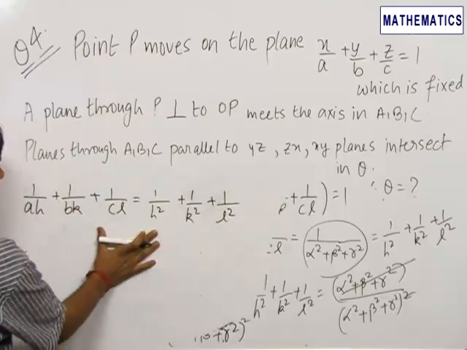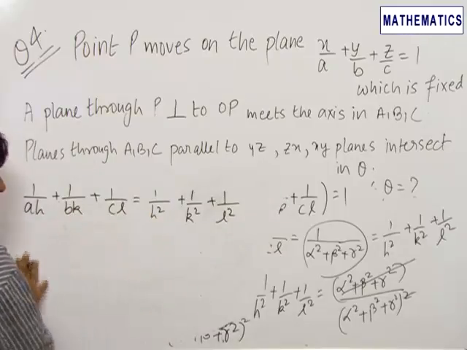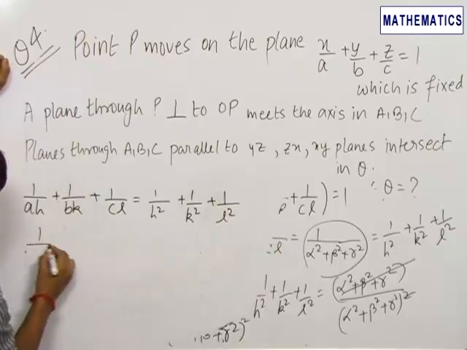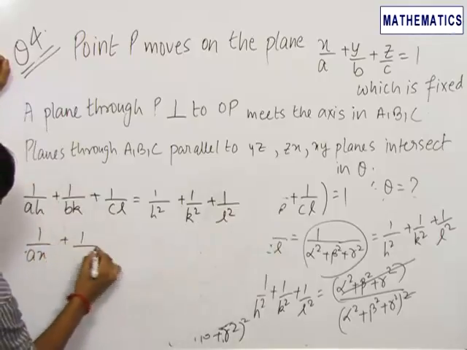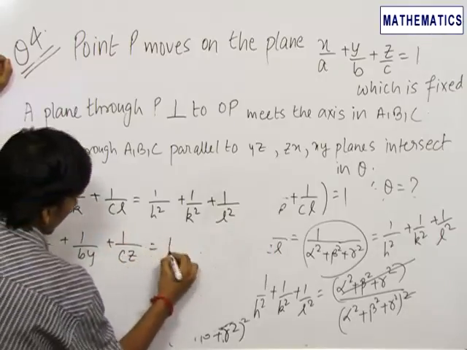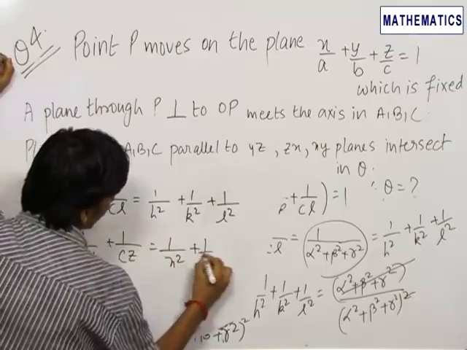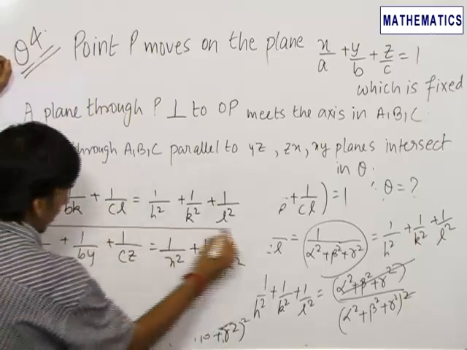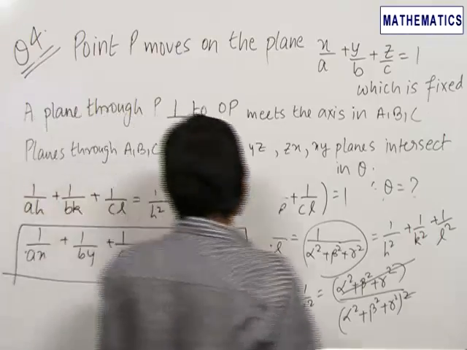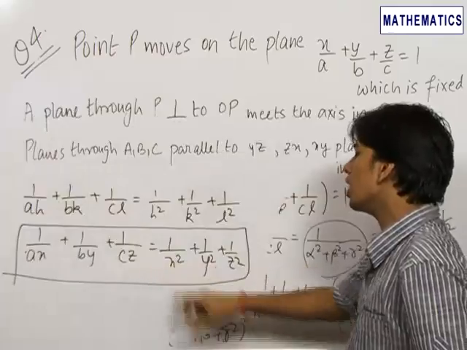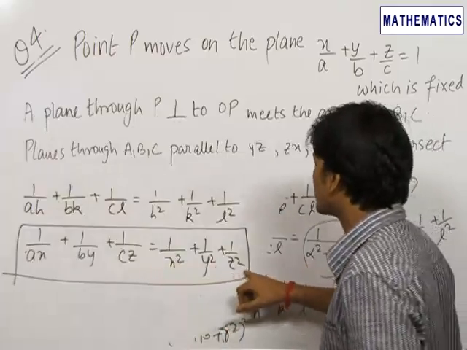So finally when you get a relation in terms of only h, k and L, after eliminating the variables, what you do is that you substitute h by x, k by y and L by Z to get your final answer. Therefore, our locus of the required point Q is 1 upon AX plus 1 upon BY plus 1 upon CZ is equal to 1 upon X square plus 1 upon Y square plus 1 upon Z square.